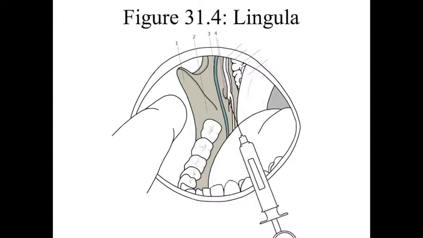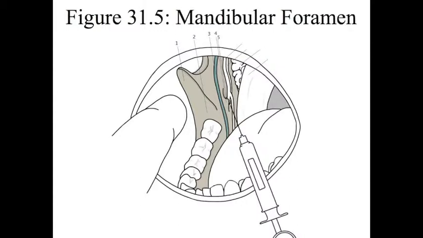Number 4 is the lingula. This is the bony projection that covers the mandibular foramen. Number 5 is the mandibular foramen. The inferior alveolar nerve and artery use this foramen to enter the mandible.